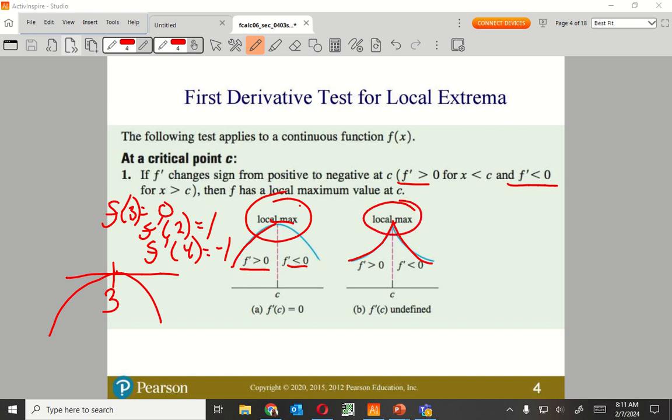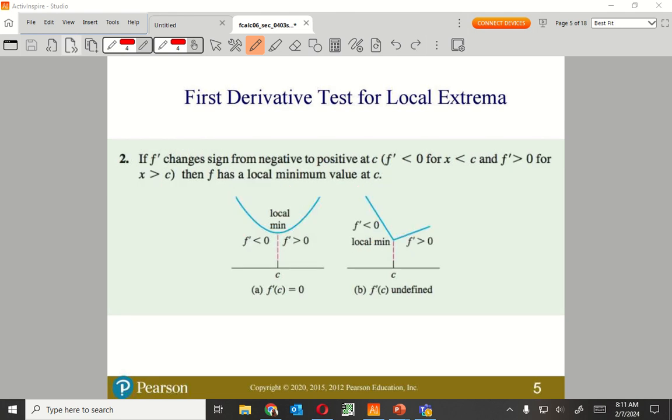But this is an example of where it is undefined. The derivative is going to be undefined because it is a pointy point. Yes, we cannot find the slope at a pointy point. Make sense or no? Okay.